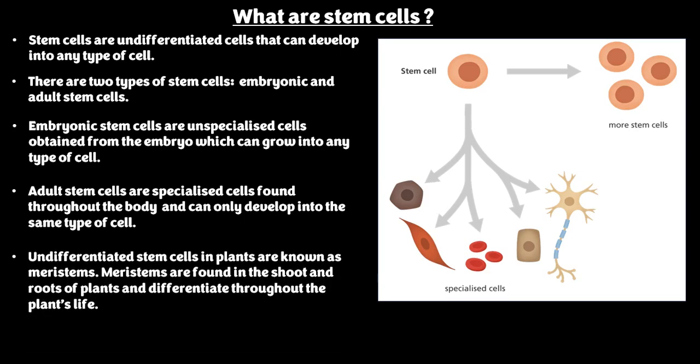Undifferentiated stem cells in plants are known as meristems. Meristems are found in the shoot and roots of plants and differentiate throughout the plant's life.